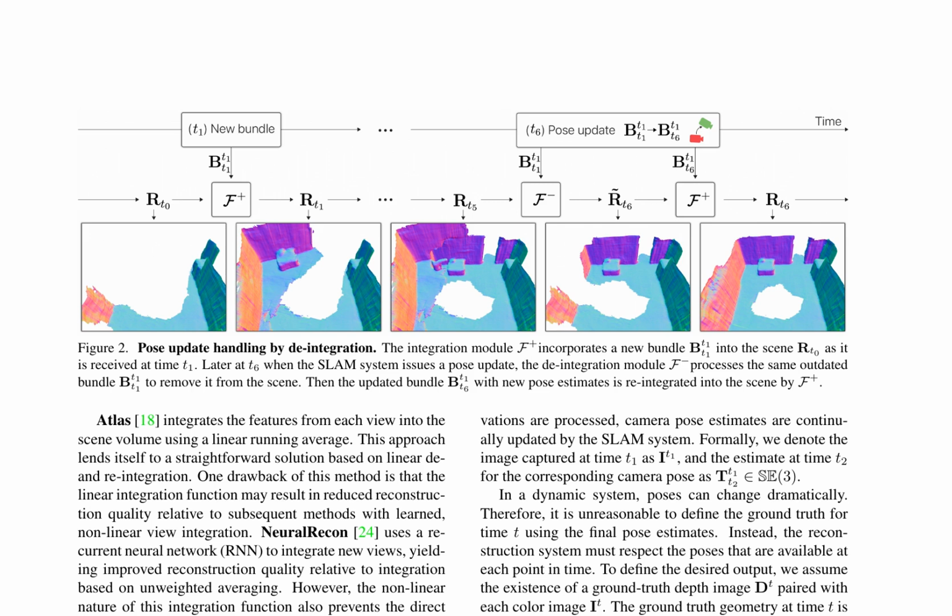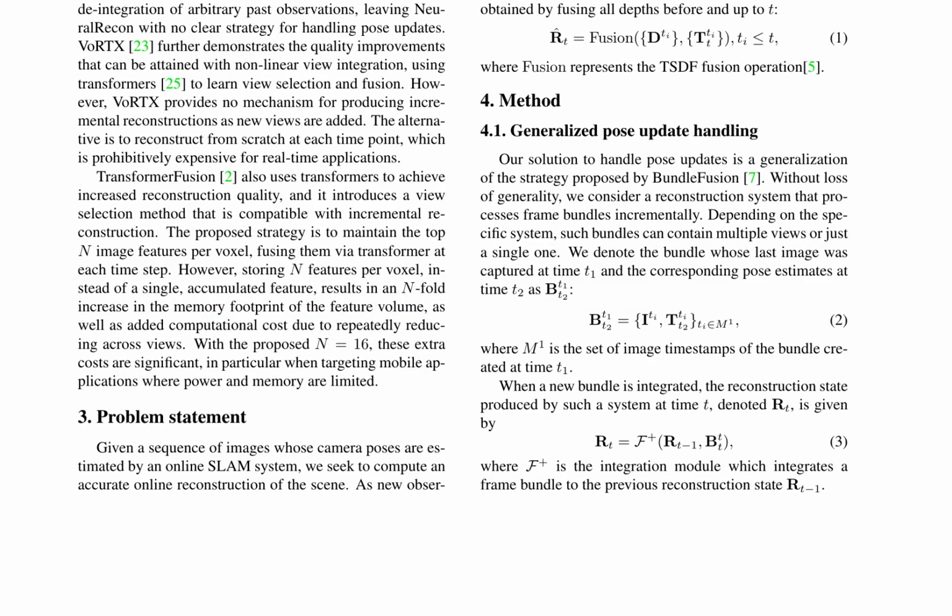VORTX's nonlinear view integration using transformers yields quality improvements but provides no mechanism for incremental reconstruction. Transformer fusion introduces a view selection method compatible with incremental reconstruction, but at the cost of significant memory and computational resources. The problem statement is defined as computing an accurate online reconstruction of a scene given a sequence of images with continually updated camera pose estimates from an online SLAM system.